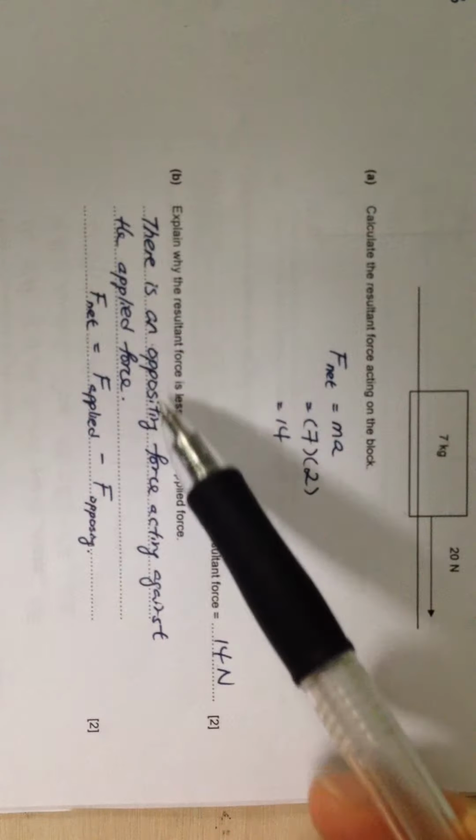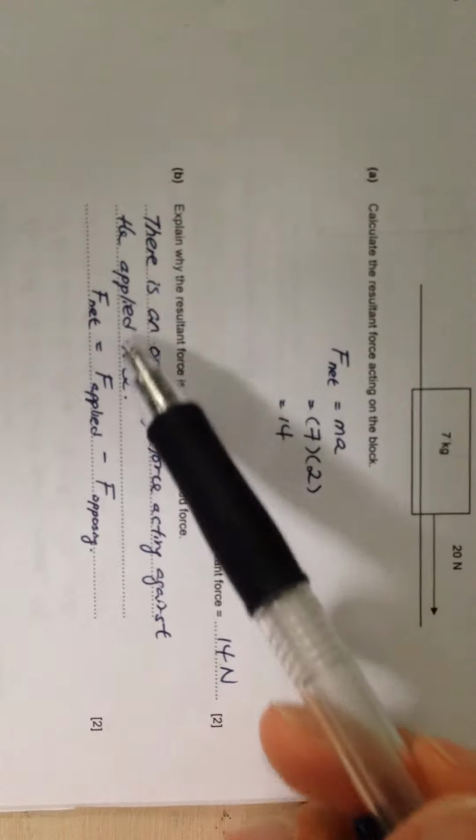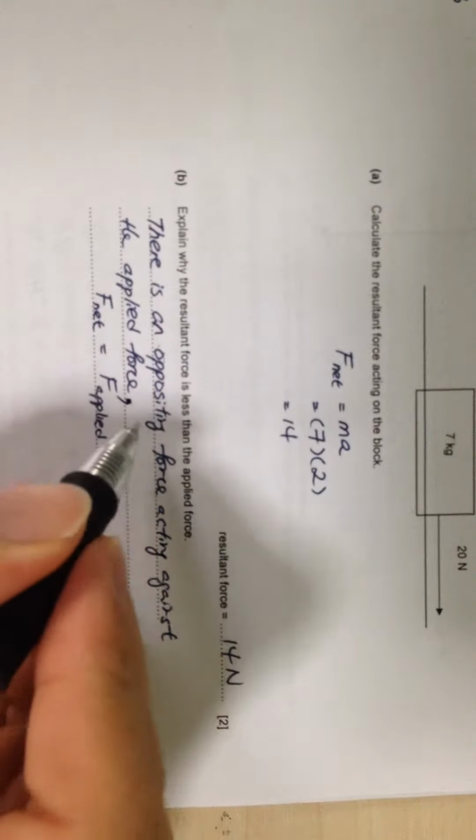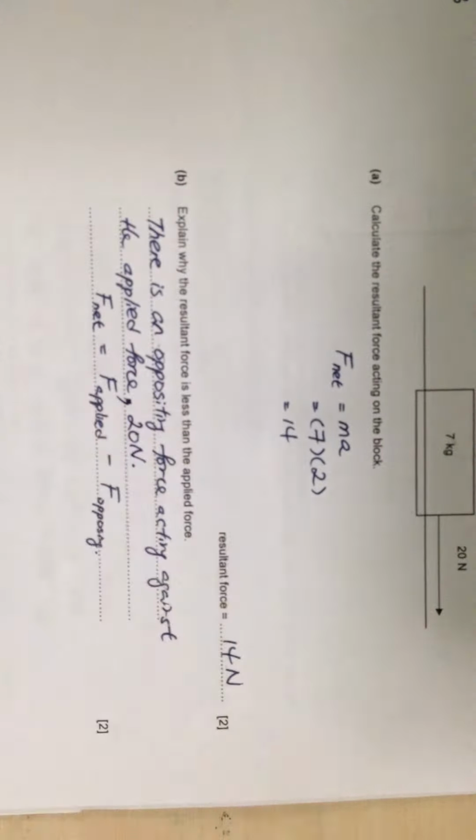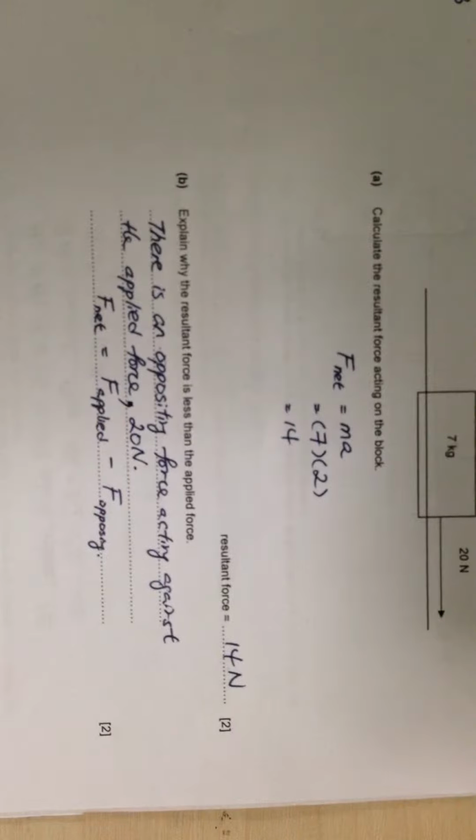So you have to say that there's an opposing force acting against the applied force. Okay, and you can be more specific. The applied force is the 20 Newton. Okay, so that's why.